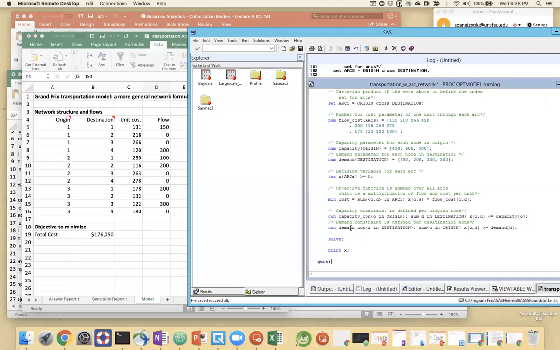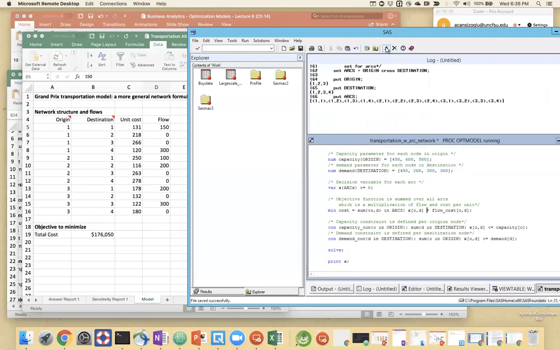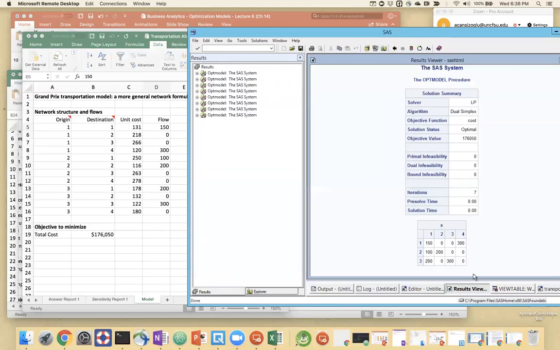And then the demand constraint is the flow into a region. The flow from the origin to each region, the summation of that needs to be greater than or equal to demand. And then you just solve this problem. Let's solve it. Okay, so the solution is here. These are the plants, these are the regions, and this tells us the flow between them.